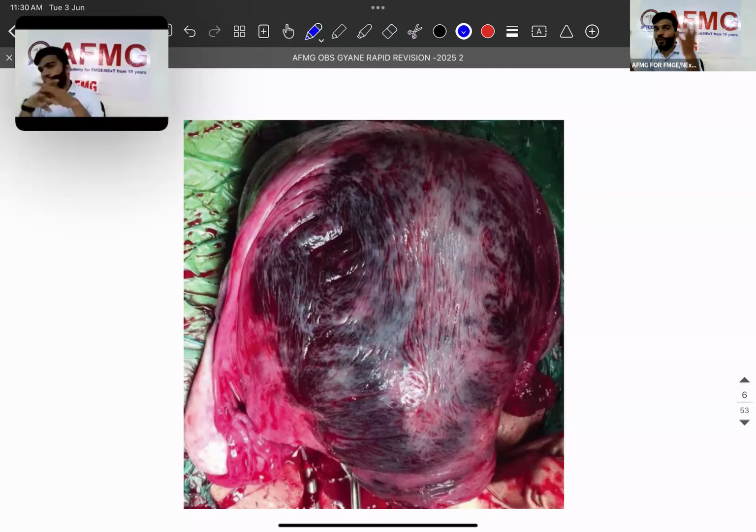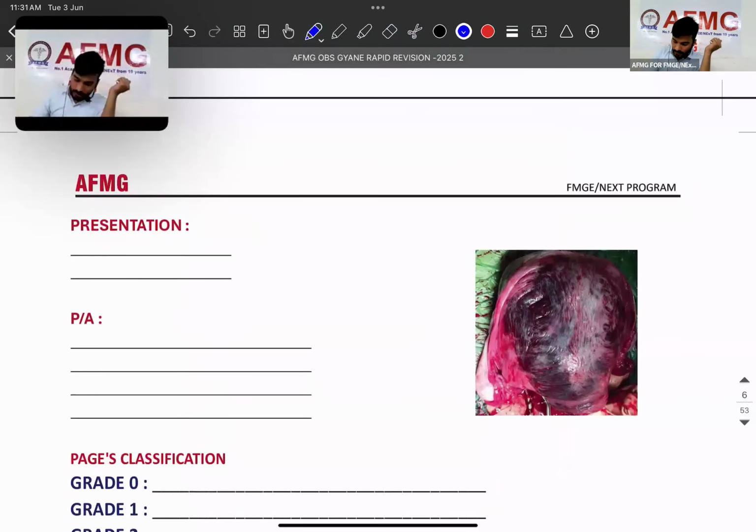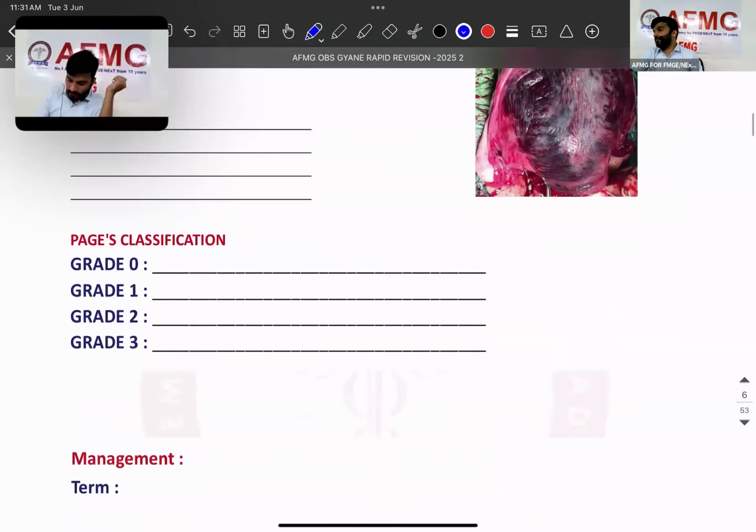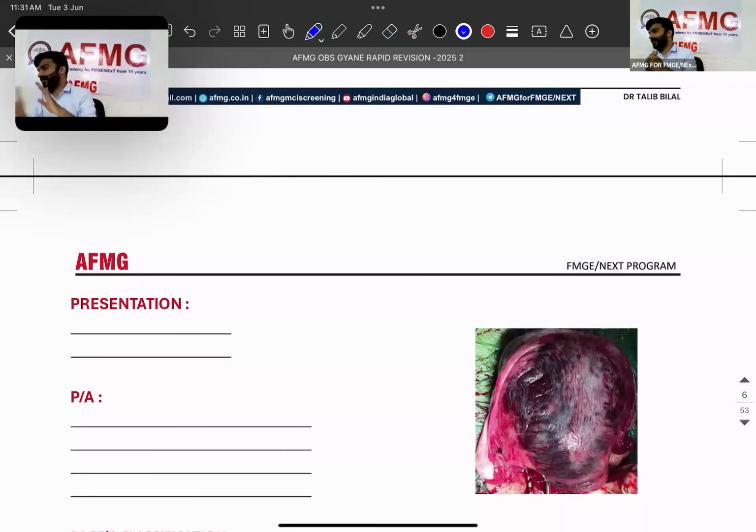Very good. Now you will tell me the management. Tell me the management. Sir, before term. Why will you do cesarean section? See, my dear students, cesarean section only when the fetus is in distress, number one. Second, the mother is actively bleeding. Third, the mother is not hemodynamically stable. Sir, other than that, what is the answer? Normal vaginal delivery. But how will you do normal vaginal delivery in abruptio placenta?